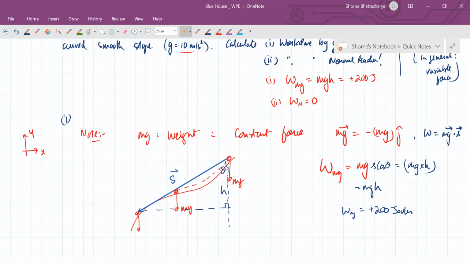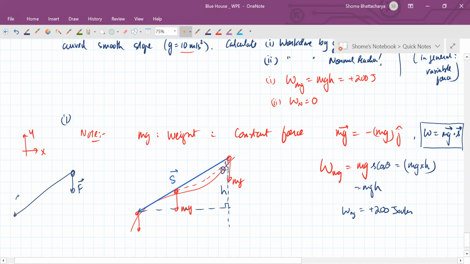I hope this is clear. As the object is sliding down along the curved path, gravitational force is constant, it's always acting vertically downwards and of magnitude mg. So what definition of work done will we use? The dot product definition, F dot S. We have to find the force into the component of displacement along the force. So what is the component of displacement along force? Force is like this and displacement is like this. So S cos theta is which component of the displacement? The vertically downward component. This is our S cos theta. That is nothing but h.